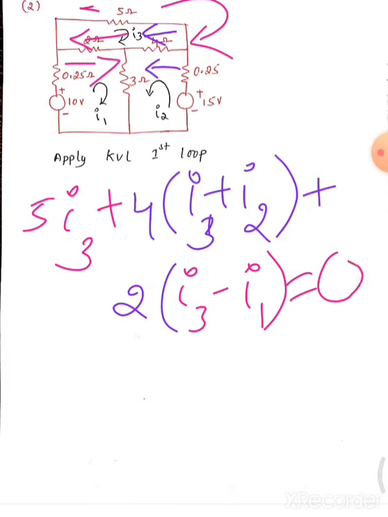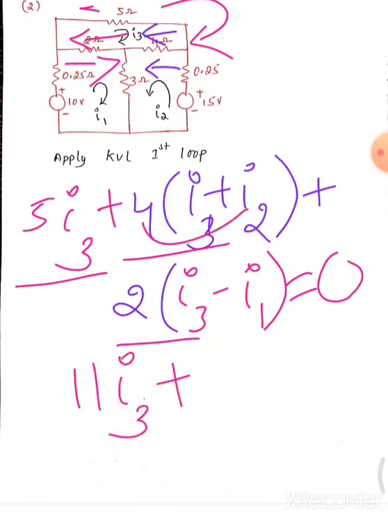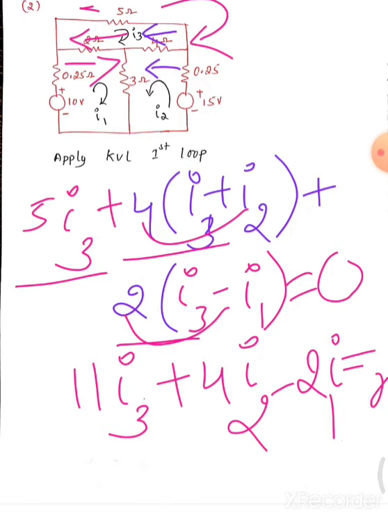Simplify this equation by taking 5I3, 4I3, 2I3. How much I3 is there now? 5 plus 4 plus 2 is 11 I3. Okay, plus 4 I2, next minus 2 I1, which is equal to 0.